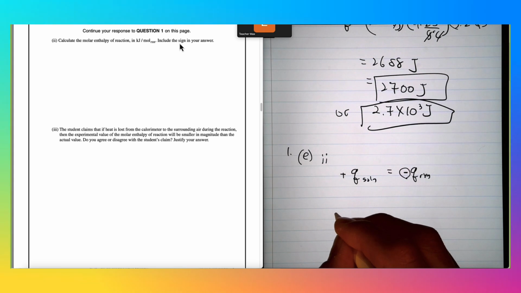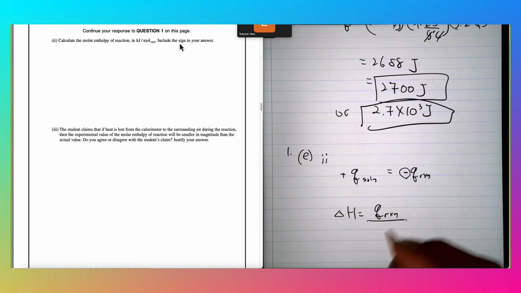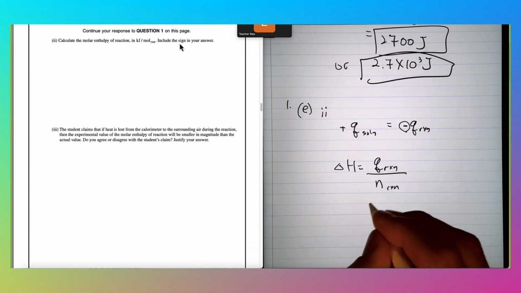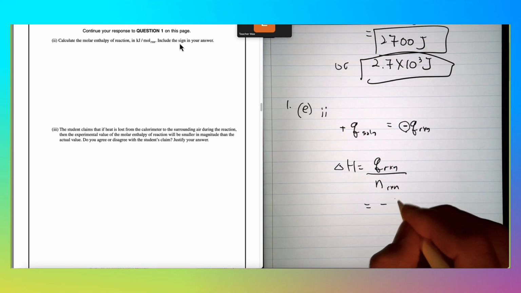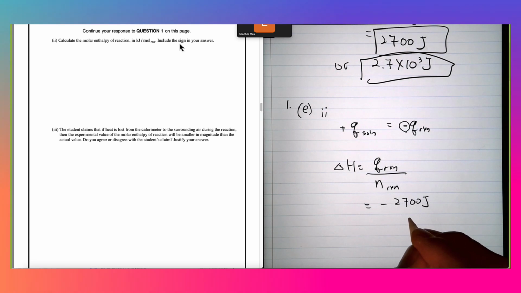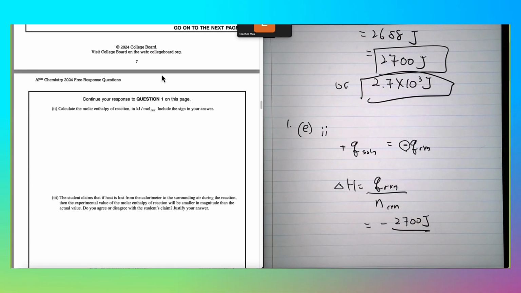So because of that, we're going to need to put a negative sign. Let me start with the formula. The enthalpy of reaction has to be Q of reaction over n of the reaction, the moles of reaction. So Q of reaction should be negative 2700 joules per how many moles?